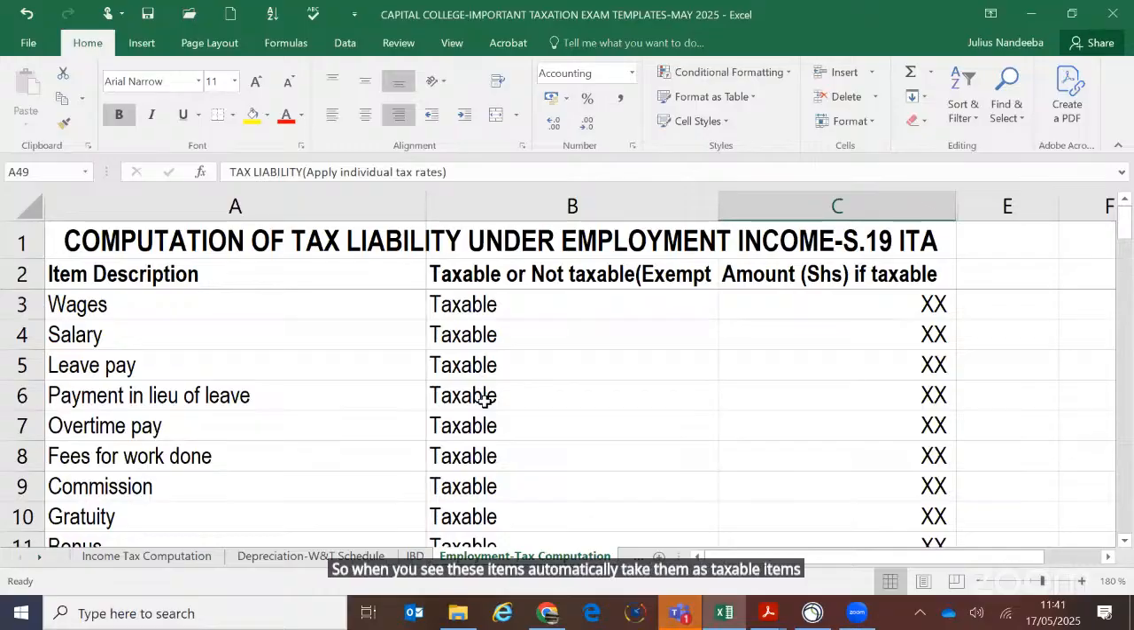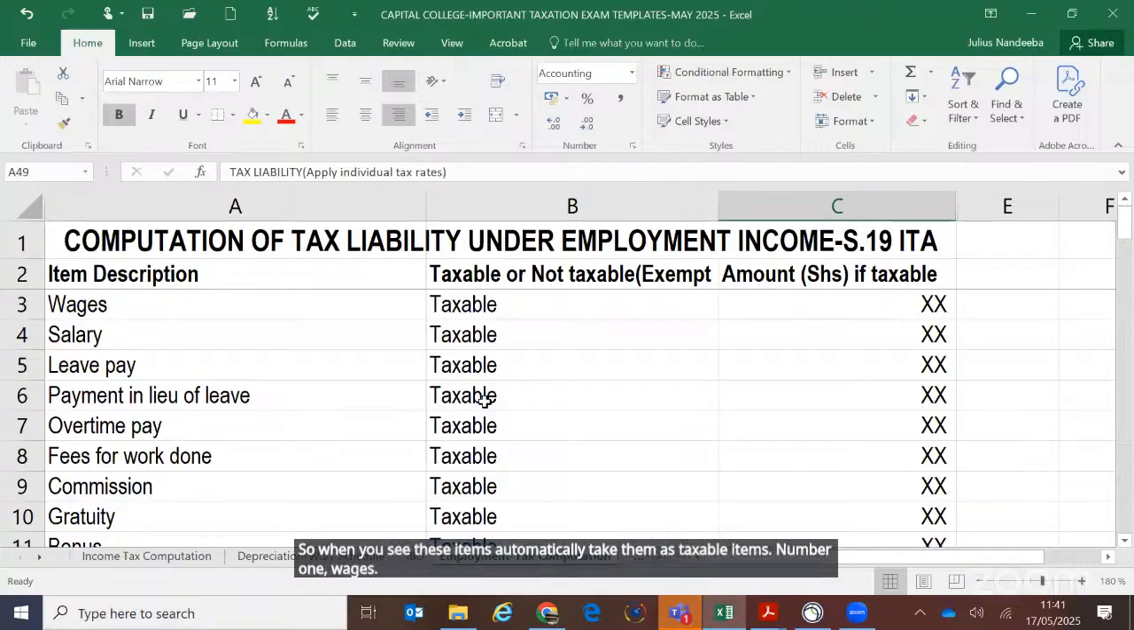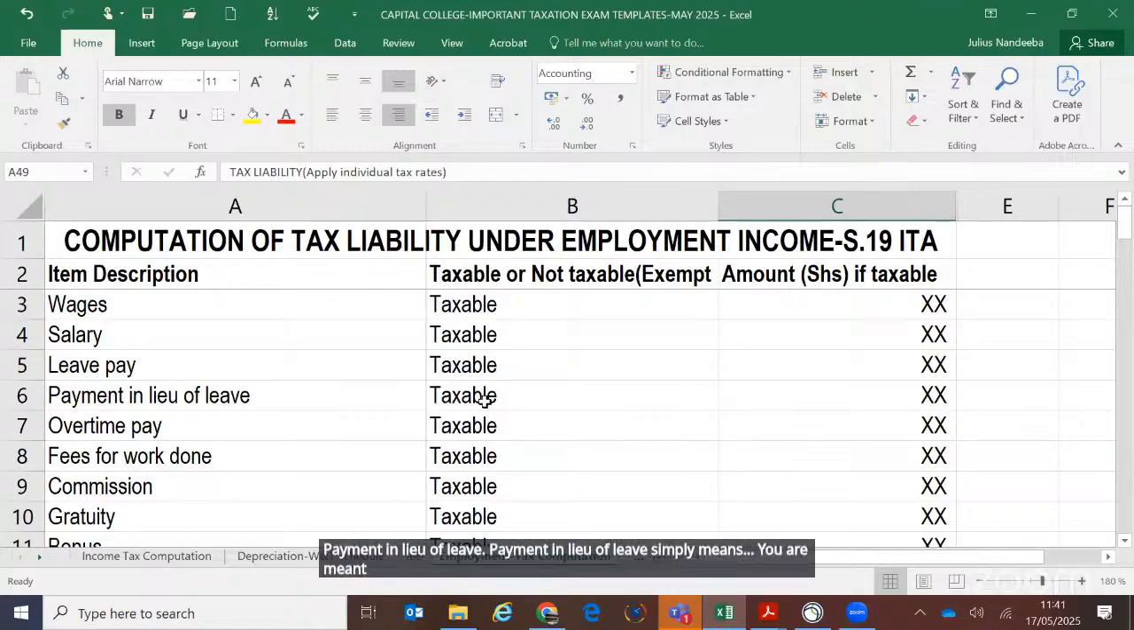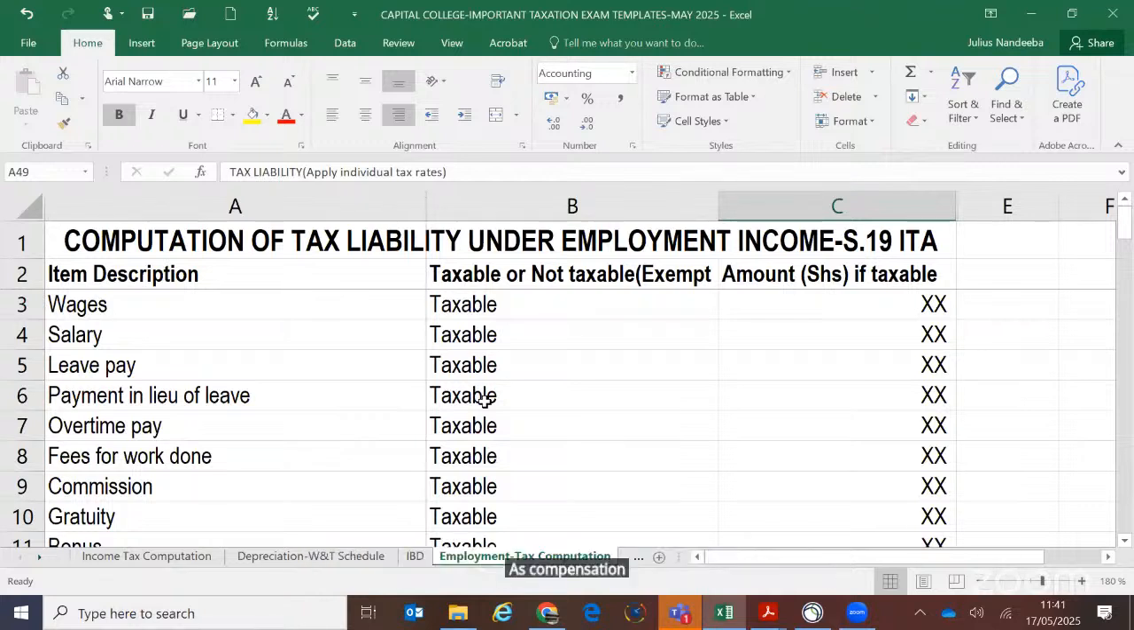Number 1, wages, salaries, leave pay, payment in lieu of leave. Payment in lieu of leave simply means you are meant to take leave, but they did not give you your leave. Instead, they gave you money as compensation for not taking your leave. It is chargeable to you.